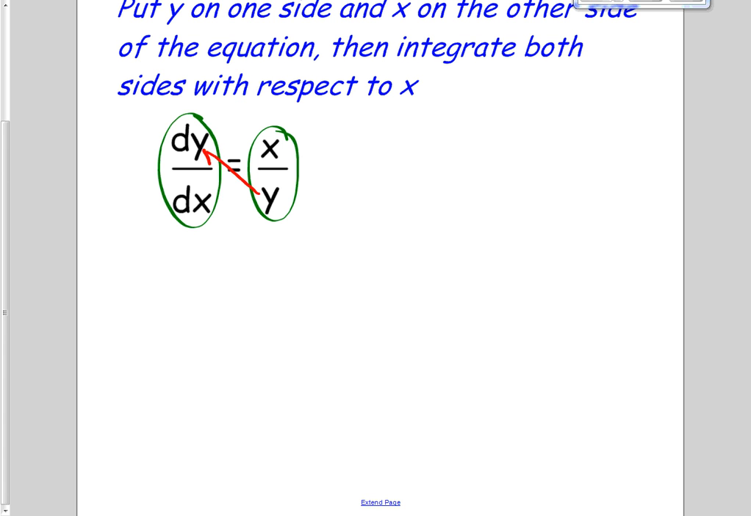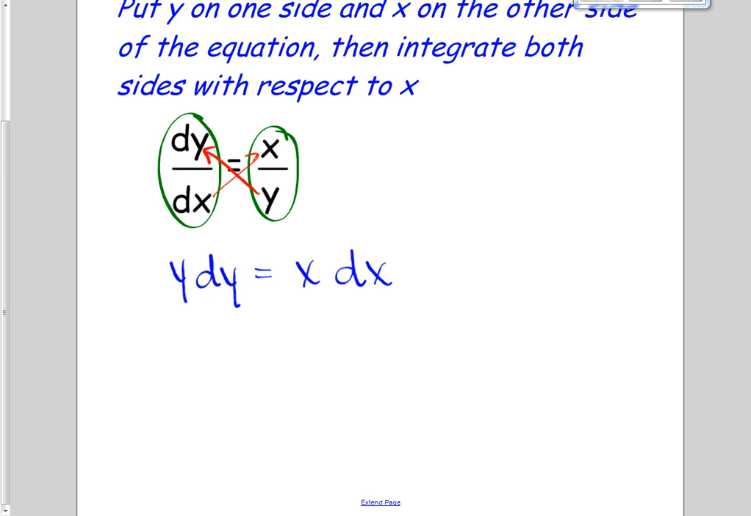Easiest way to do that at this point is just to cross multiply. If I do that, my new equation would be y dy is equal to x dx. Now remember that with differential equations, the solution is going to be a function, right? So I'm trying to get it to say y equals something.